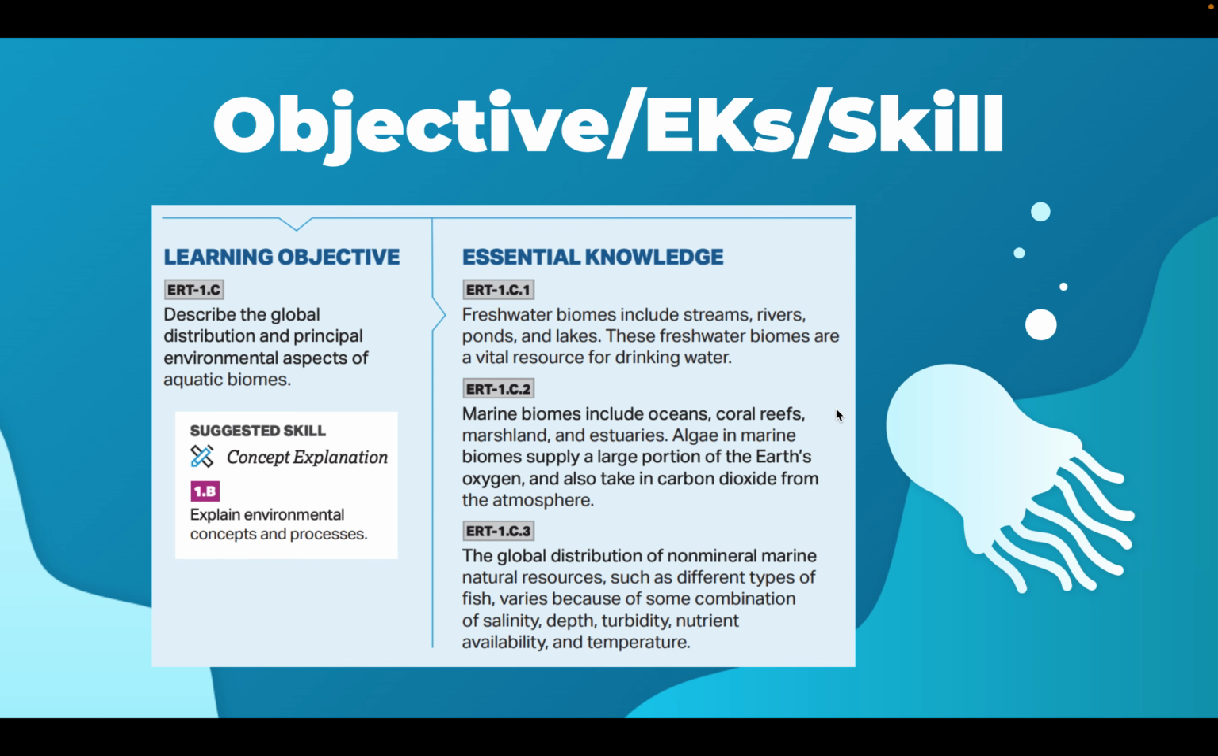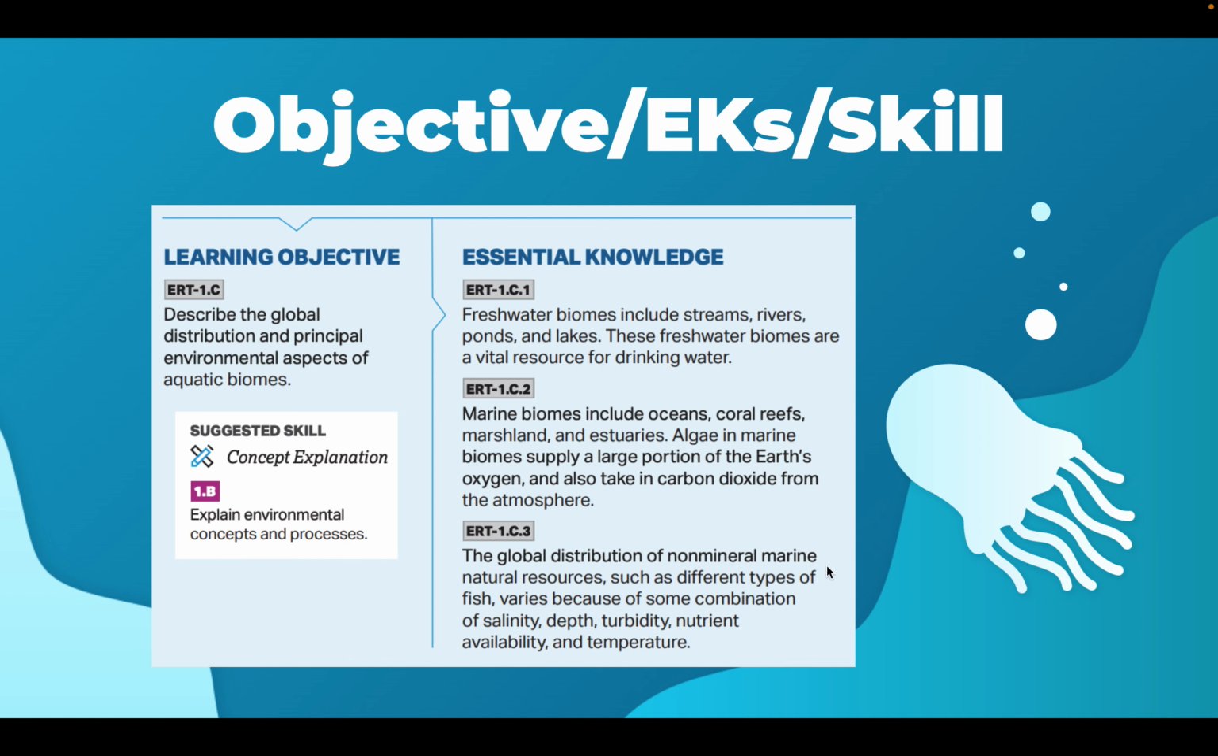There are also marine biomes, which include oceans, coral reefs, marshlands, estuaries. Algae in marine biomes supply a large portion of the Earth's oxygen. It's much larger than what you would think. And they also take in carbon dioxide from the atmosphere. The ocean is the largest carbon sink, so it's where the vast majority of carbon dioxide is stored, is actually in the ocean. And then last, that's just like a side note. You do need to know that. We'll talk about that in a few more topics, but just throwing that out there because you need to know that too.